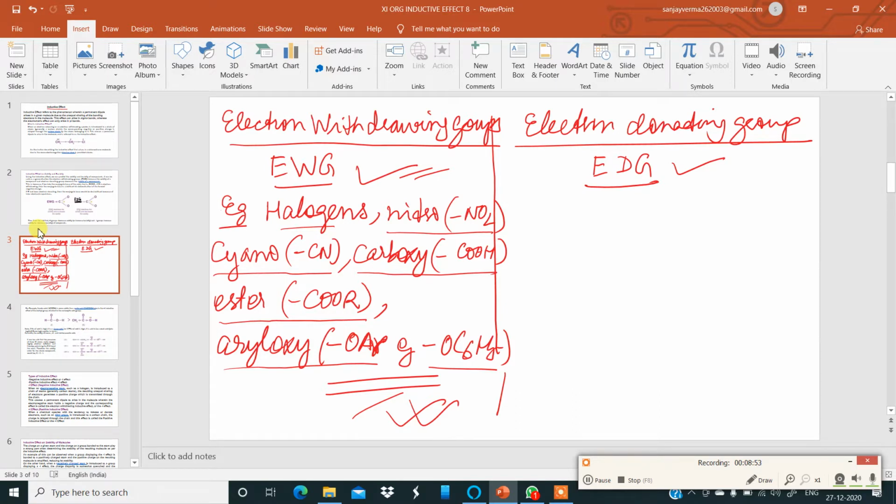Now, for examples of electron donating groups, I'll give you some examples. The first one is methyl, CH3. Then there is ethyl, with the formula C2H5. Then we have isopropyl.